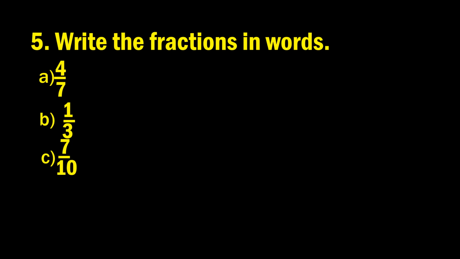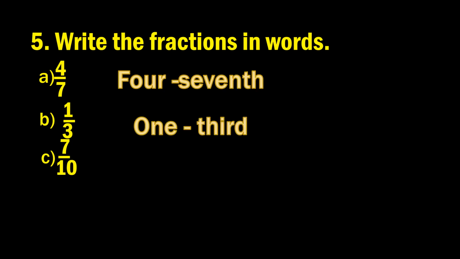Write the fractions in words. 4 by 7 means four sevenths. 1 by 3, one third. 7 by 10, seven tenths. So for 2, we should say half. If 2 is in the denominator, we should say half. 3 means third. From 4 onwards, 4th, 5th, 6th, 7th, 8th, like that goes on.